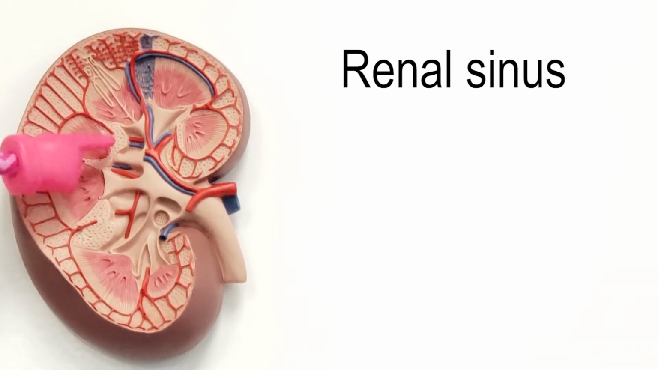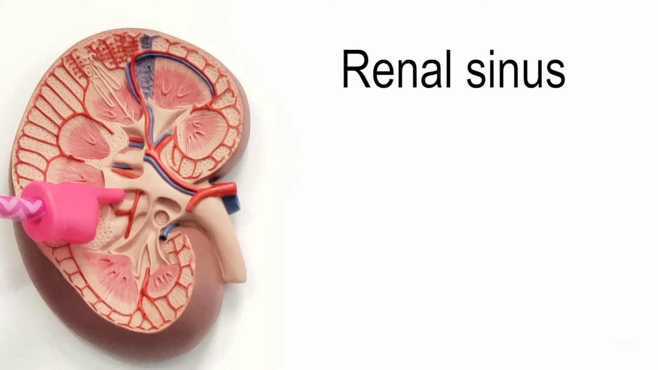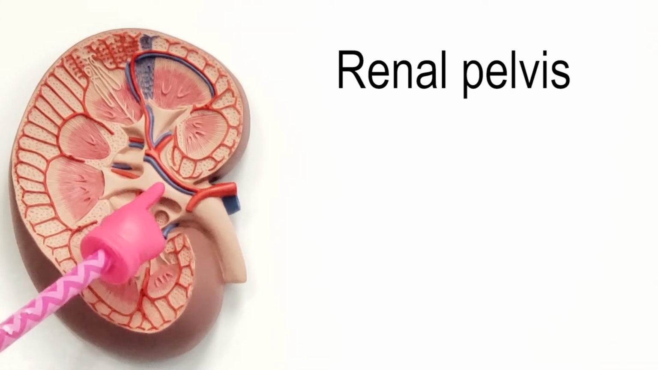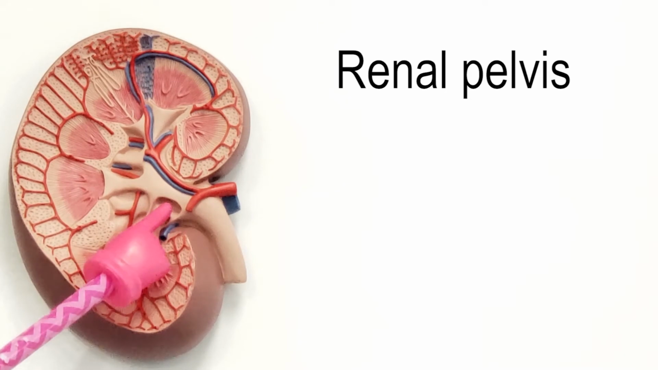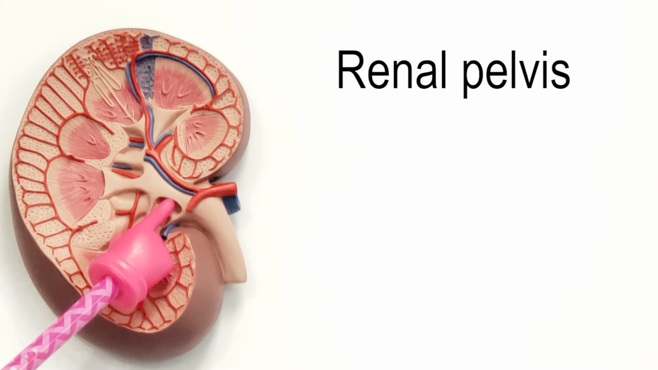Renal sinus. A cavity within the kidney which is occupied by the renal pelvis, the renal calyces, blood vessels, and some fat. Renal pelvis. Formed by the collection of major calyces, the renal pelvis collects waste products from nephrons and filters into the ureter.